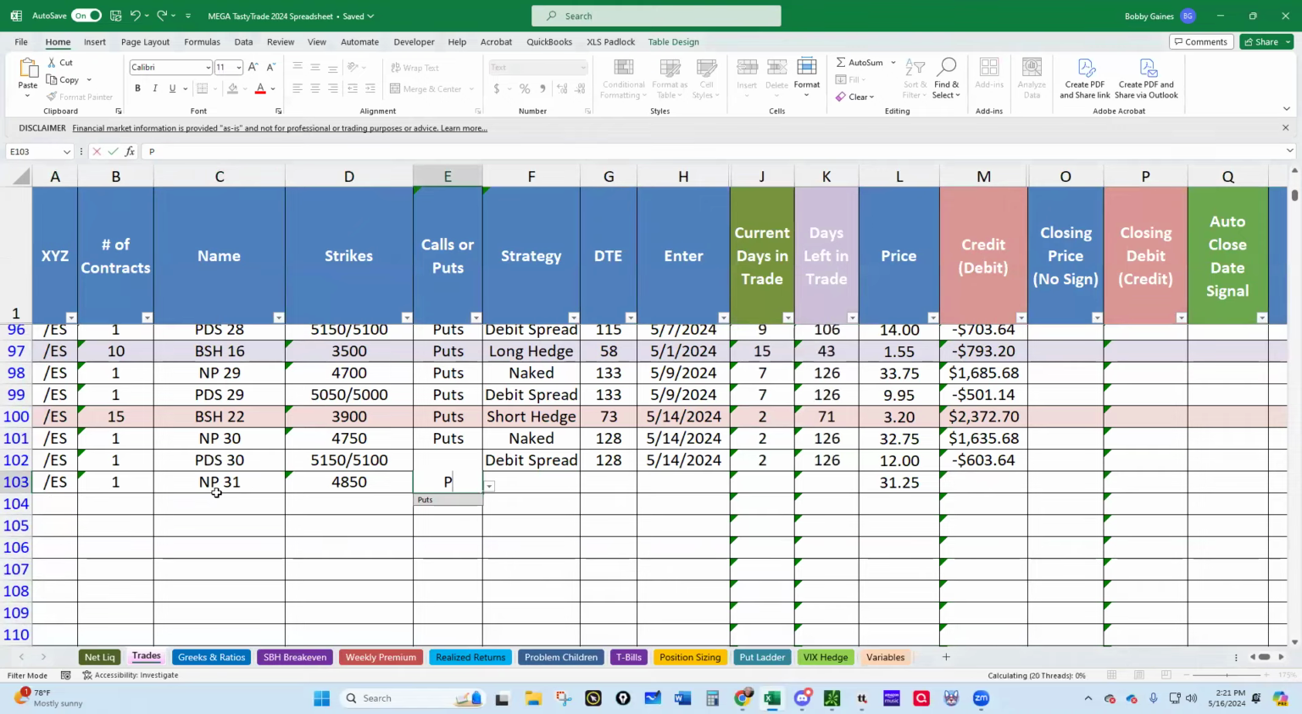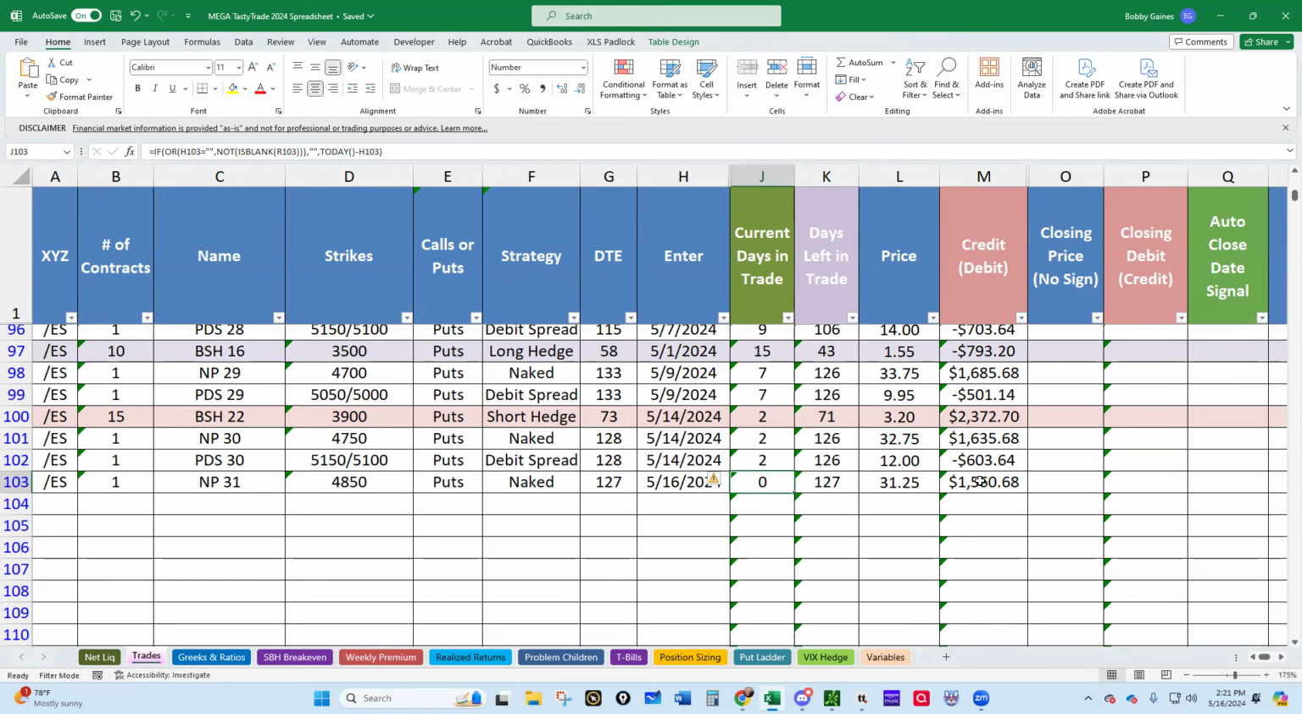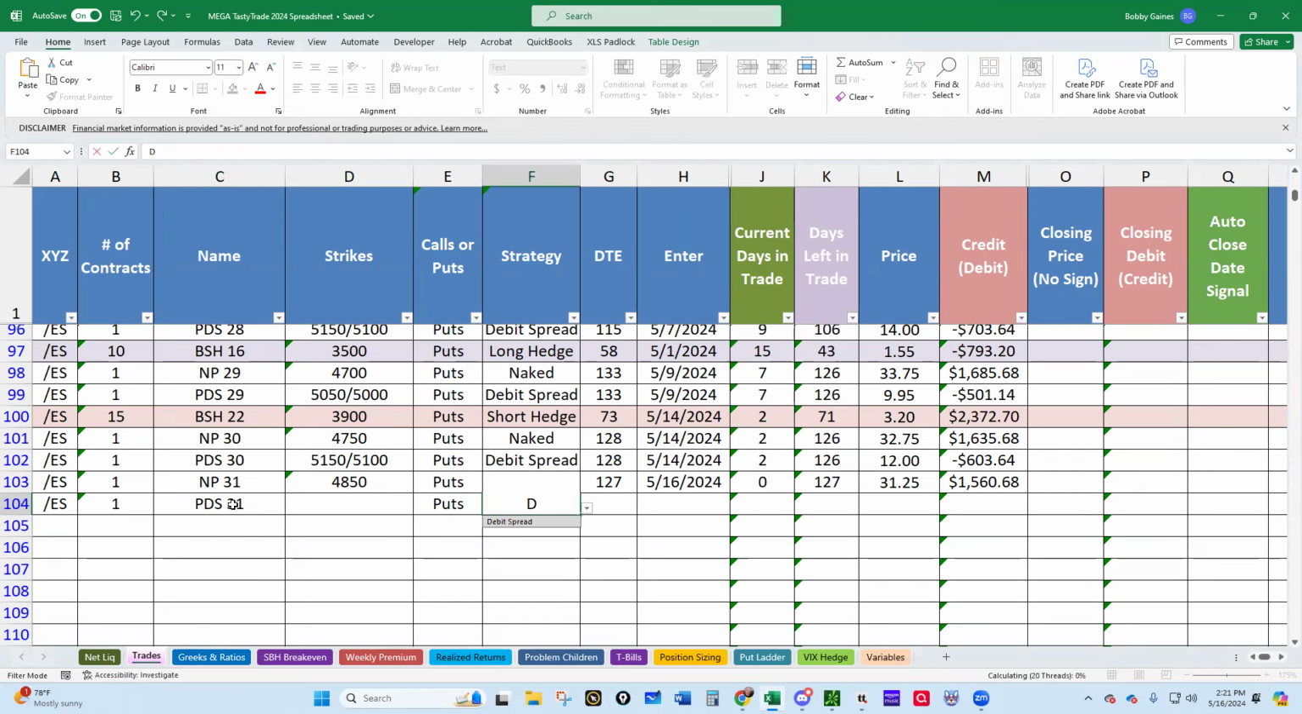All right, puts naked 127 and 5/16/24. There we go. We brought in $1,500 worth of premium. Now we got to do a little put debit spread. Some of y'all have just forsaken the put debit spread. I don't care. That's what y'all want to do. Knock yourself out. That's going to be puts, that's going to be a debit spread, in the same expiration. We're going to do it the same date.